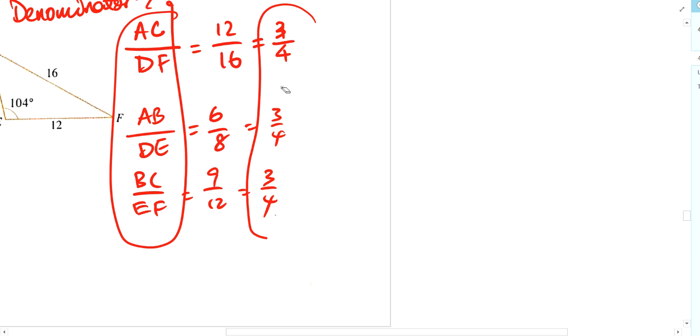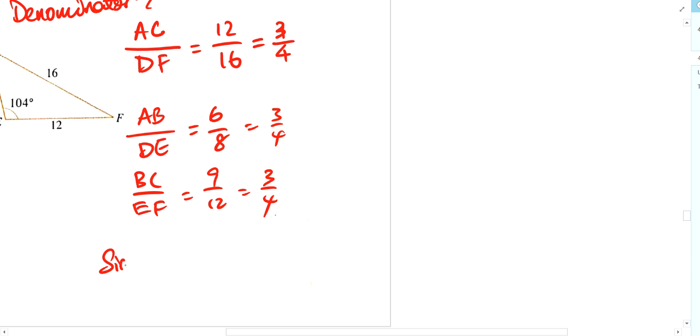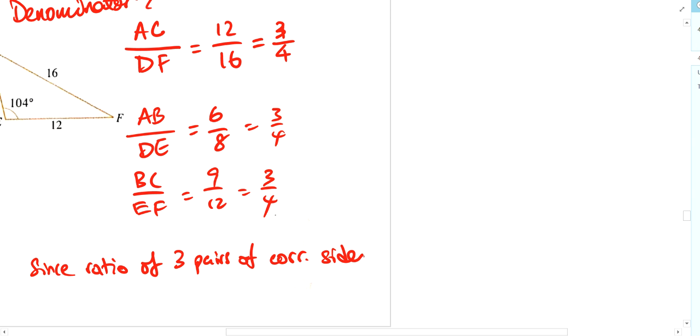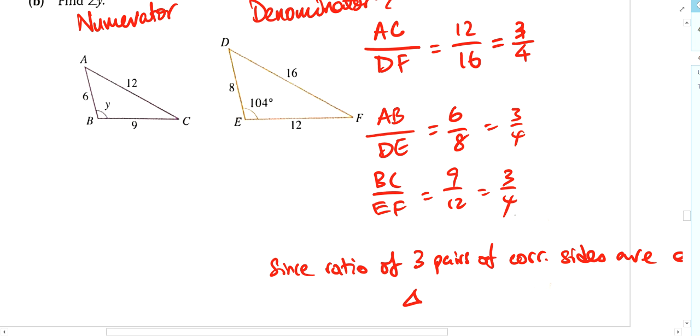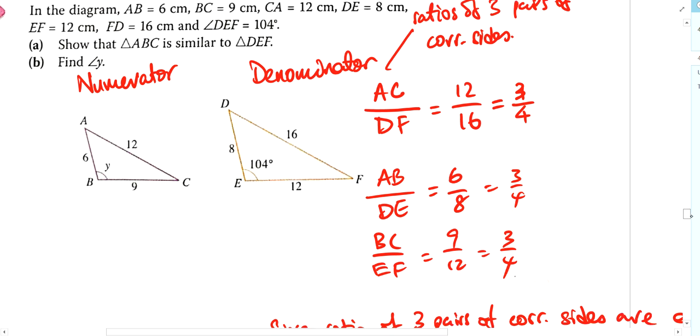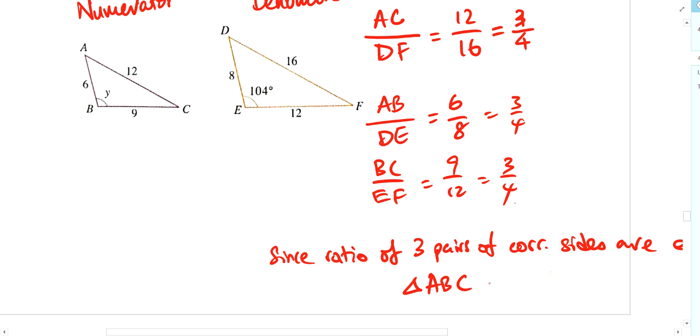So, once we have this working over here, we say that since the ratio of 3 pairs of corresponding sides are equal, then triangle, we follow exactly the question. What did it say? A, B, C, D, E, F. Triangle ABC is similar to triangle DEF. That's for part A.